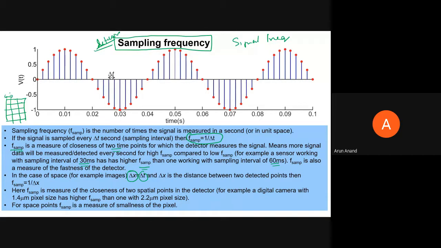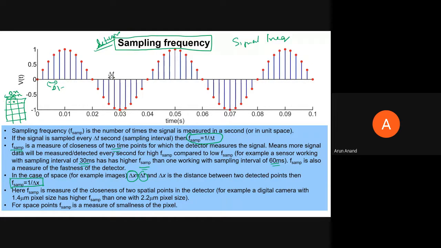So this is your delta x, this is your delta t. Delta x is the distance between two detected points, or you can just say that it is between these two also. It's the same thing. Your sampling frequency is nothing but 1 by delta x, instead of 1 by delta t.